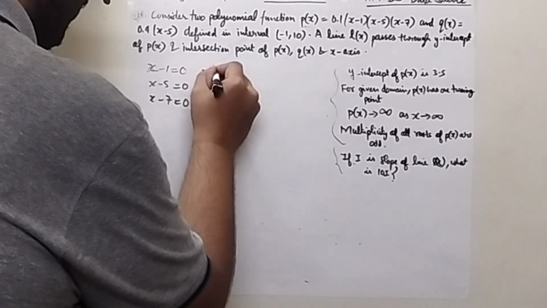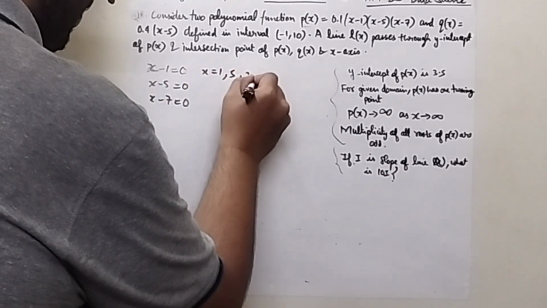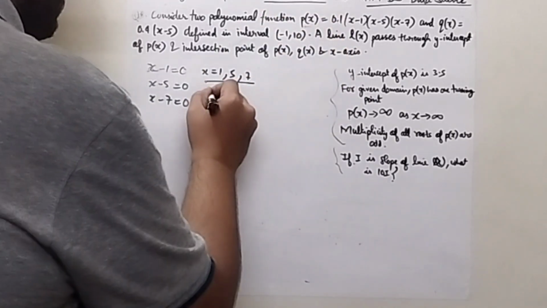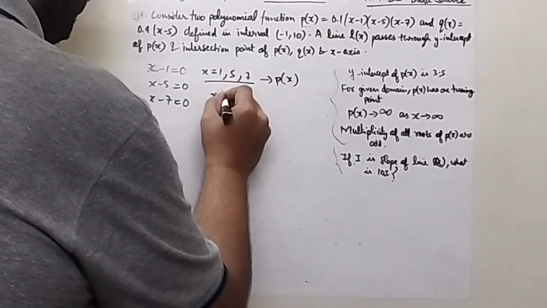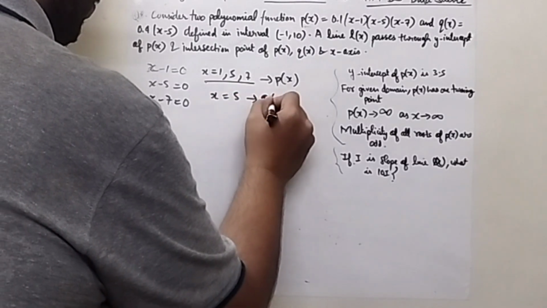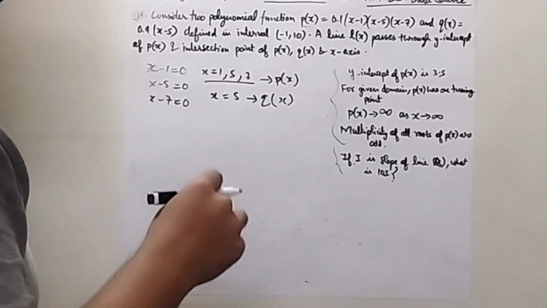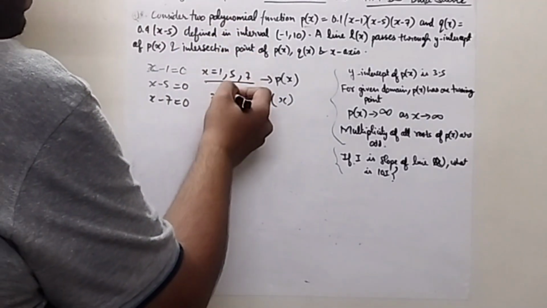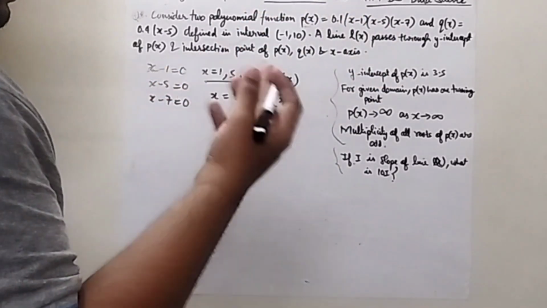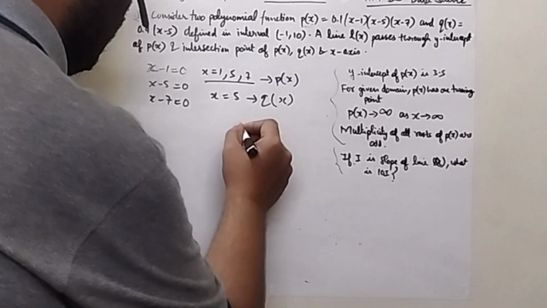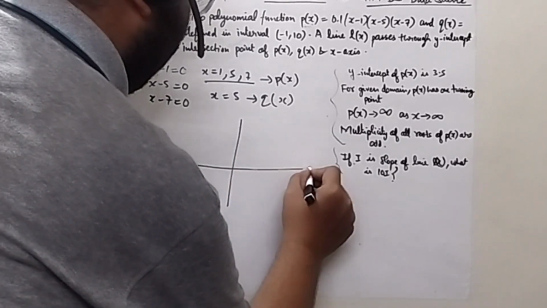So x equal to 1, 5, 7 are the roots of p of x, and for q of x we have x equal to 5. So these are the roots of the polynomial functions. At x equal to 5, the value will become 0. So let's see whether we can draw it.